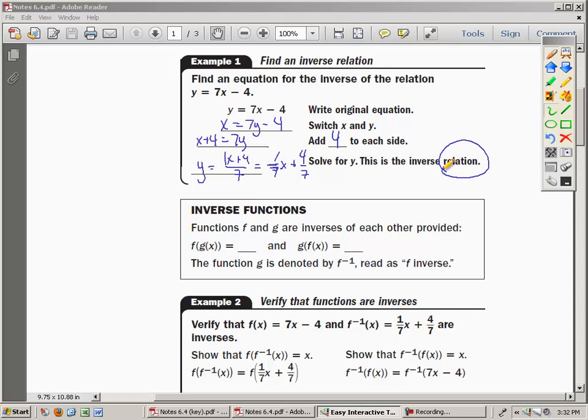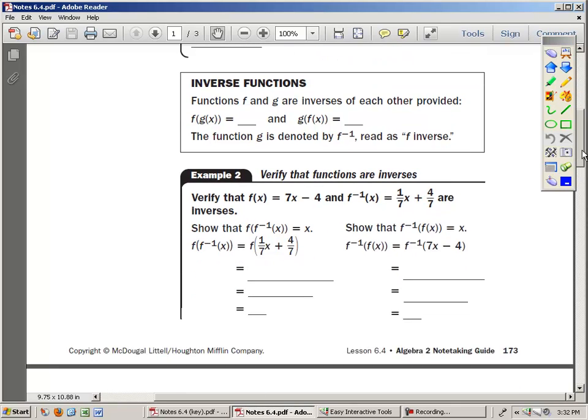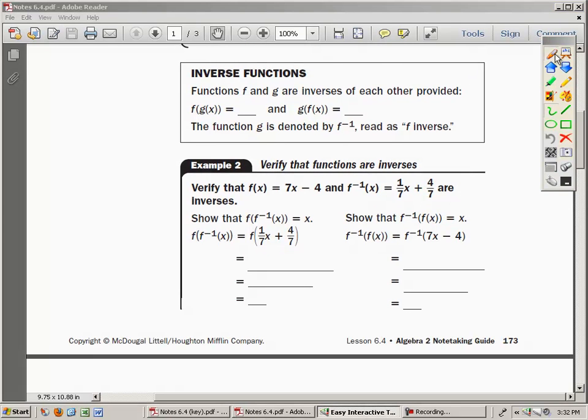Now we don't know yet whether or not that's a function, but I can tell you that 1/7 x plus 4/7 is a linear function, so absolutely it is. And we'll get into a little bit more about what that means shortly. Inverse functions: functions f and g are inverses of each other provided that f of g of x is equal to x and g of f of x is equal to x. We also write the idea of an inverse function with f to the -1. It's written f to the -1, but it's pronounced f inverse. We don't say f to the -1 power. We write it that way, but that means f inverse.